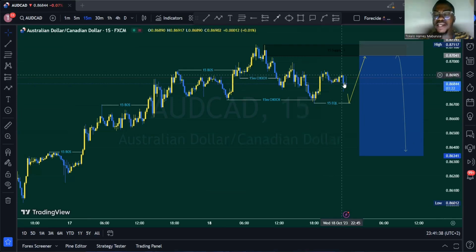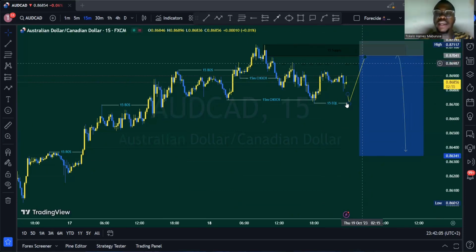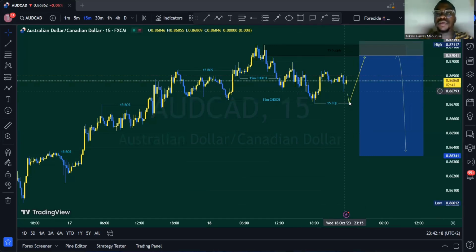From here, we are expecting price to drop to this area here. It is indicated as 15-minute equal lows. So we should expect relative equal lows here before shooting all the way up to the supply zone. So we are waiting for that final tick to tick all the boxes and make this trade a high probability trade. I'll be more than happy to have price drop here and print equal lows to give us a swift ride to the upside.